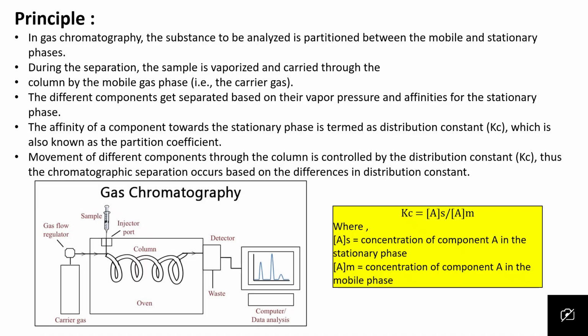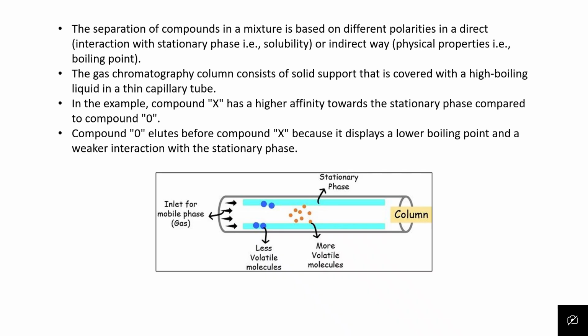The affinity of a component towards the stationary phase is termed as distribution constant, that is Kc, which is also known as the partition coefficient. Movement of different components through the column is controlled by the distribution constant Kc. Thus, the chromatographic separation occurs based on the differences in distribution constant. The separation of compounds in a mixture is based on different polarities in a direct way, that is by interaction with stationary phase, based on solubility, or indirect way, that is by physical properties like boiling point.